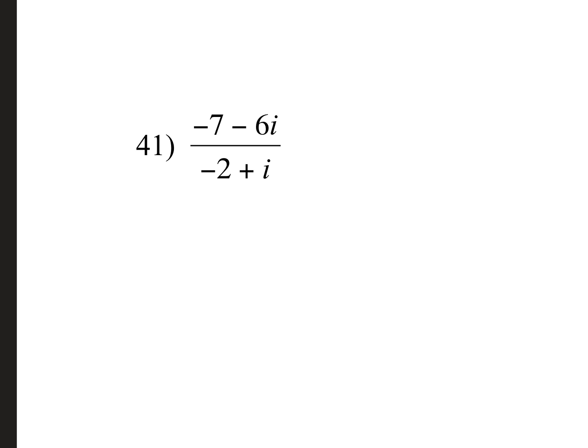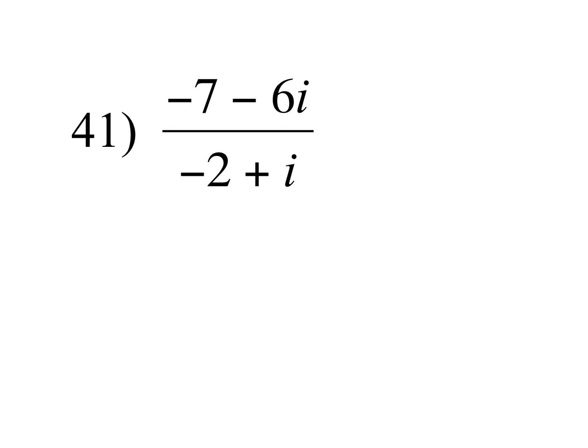All right, let's look at 41. What do I have to multiply to get rid of the i from my denominator? Negative 2 minus i. Perfect. The conjugate. So the first term stays the same. The real number stays the same. The only thing that's changing is the sign in the middle. So negative 2 minus i to the top and the bottom.